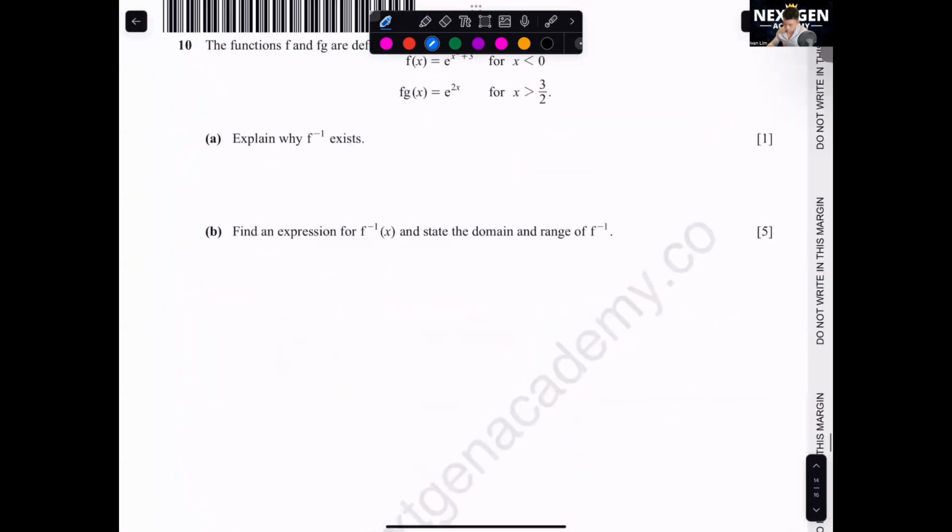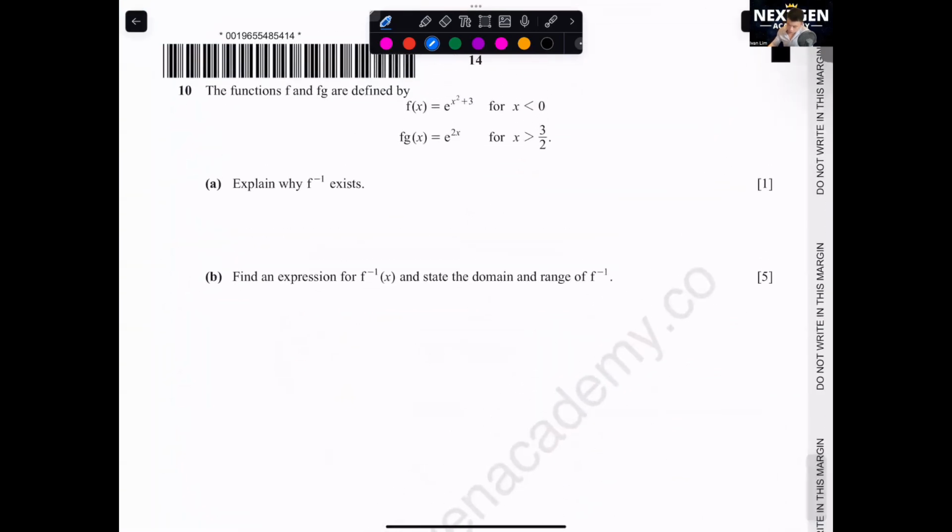Question 10. You got fx, you got gx. fx is e to the power x squared plus 3 for x less than 0. gx equals e to the power of 2x, where x is more than 3 over 2. What do we do for this? Let's see the first one. Explain why f inverse exists. Why does f inverse exist?